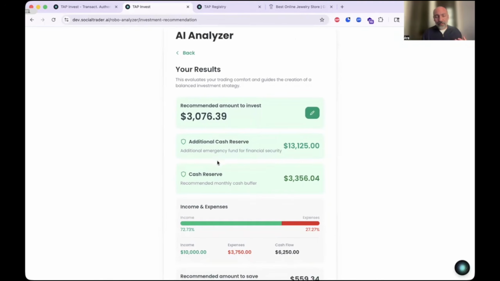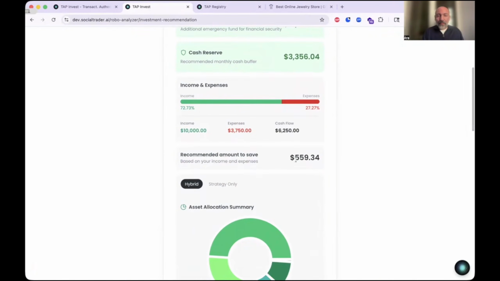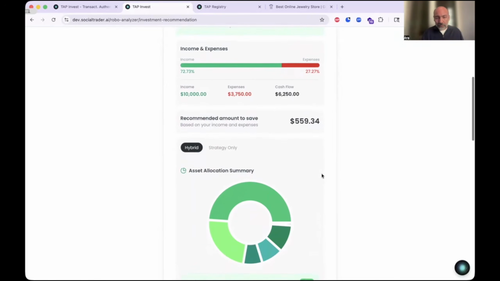I put a low savings, so my cash reserve is low. But it also recommends emergency funds, because I do have a dependent, so I have an additional buffer, right? It'll give you the income, your expenses, your cash flow, and then how much money to save. Had I said I want to save more or I want a bigger cushion, that number would be higher and the amount to invest would be lower.